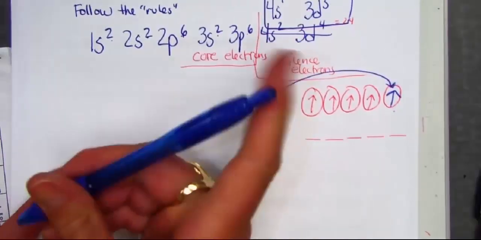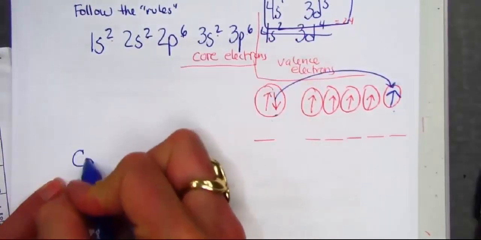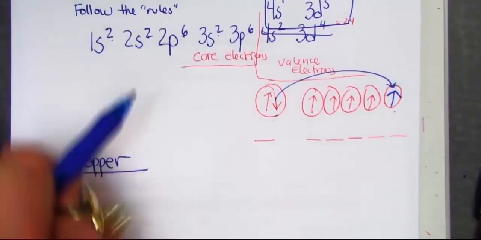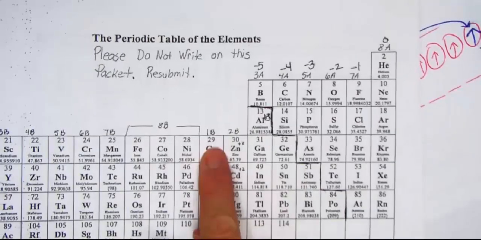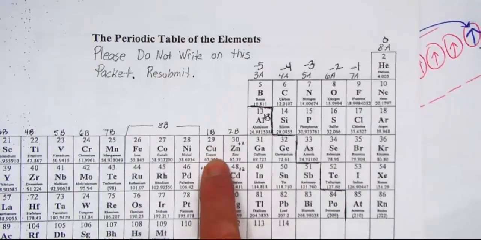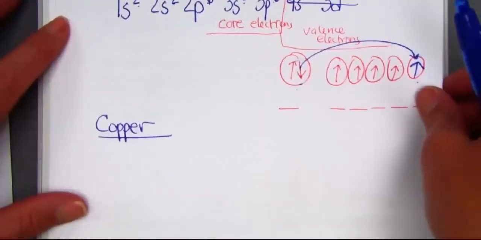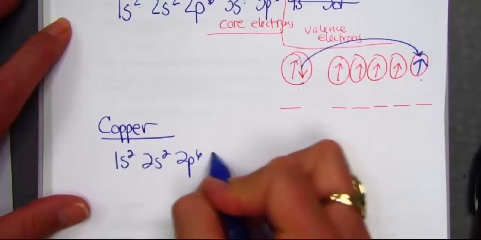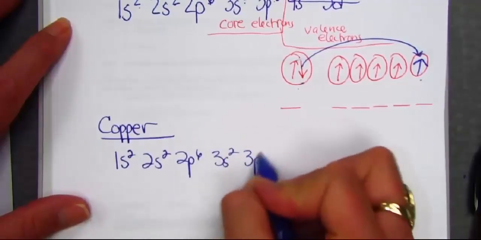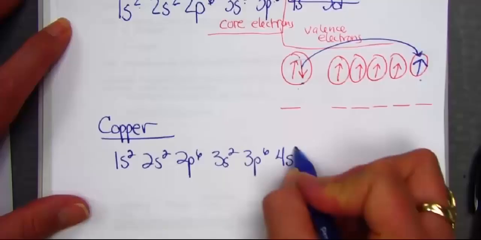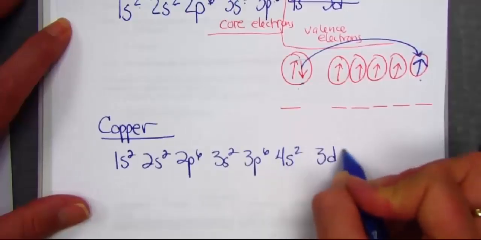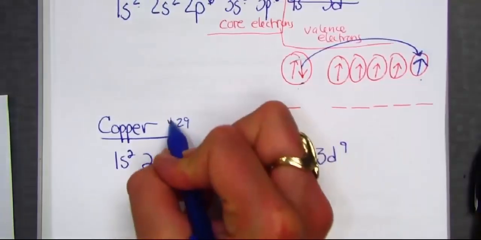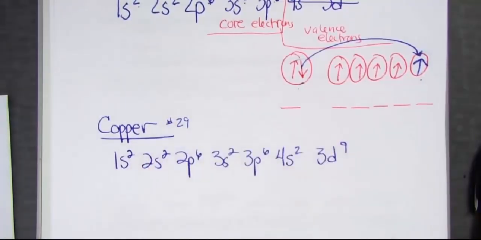The other element we're asked to know is called copper. A very similar reason. Copper, which is number 29 on our periodic table, will have an exceptional configuration as well. 1s2, 2s2, 2p6, 3s2, 3p6. We would write it 4s2, 3d9, and that's going to give us the 29 electrons.